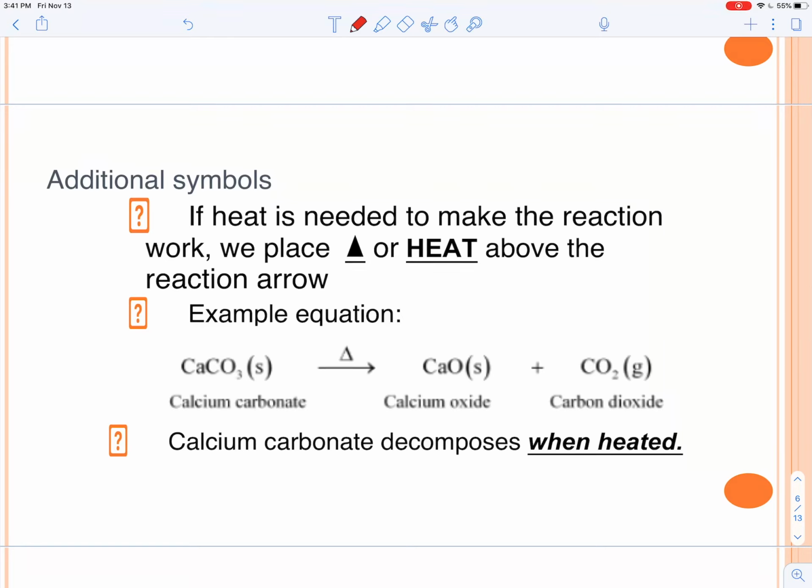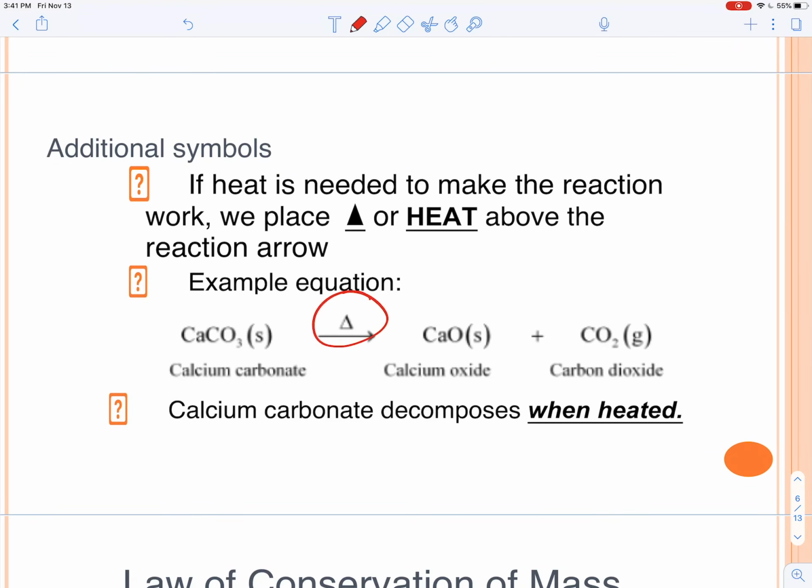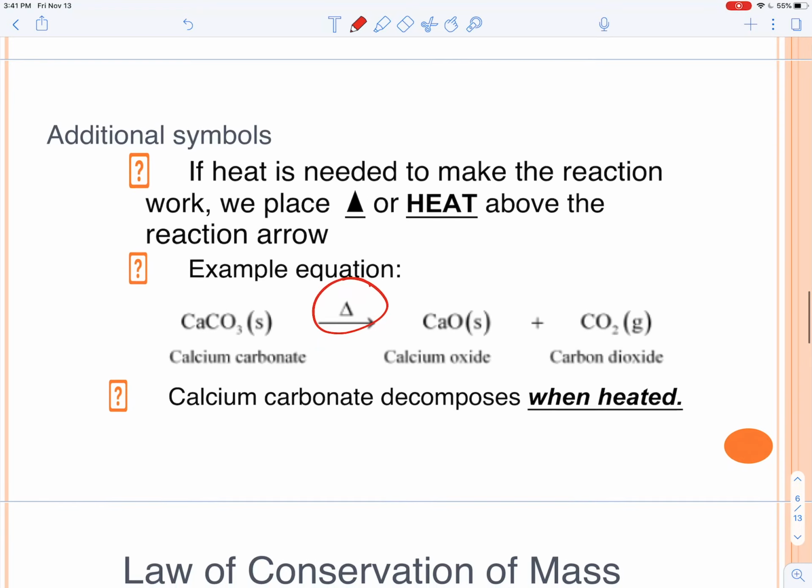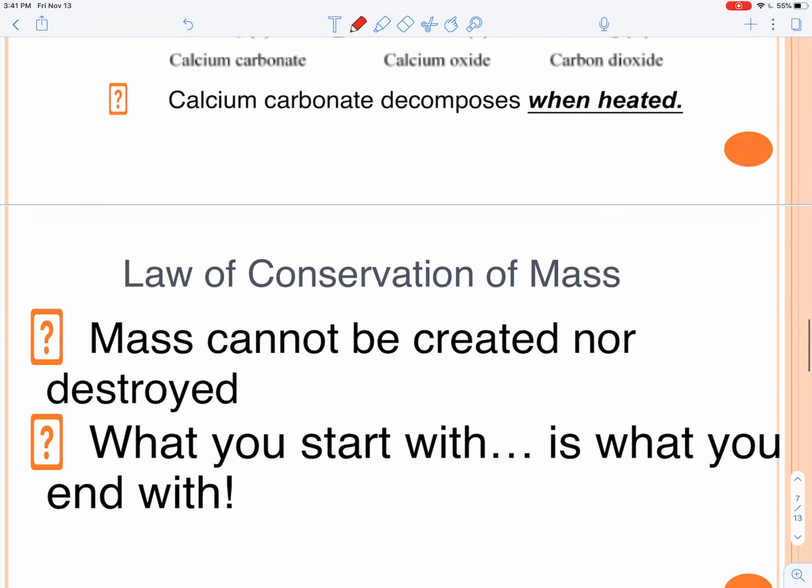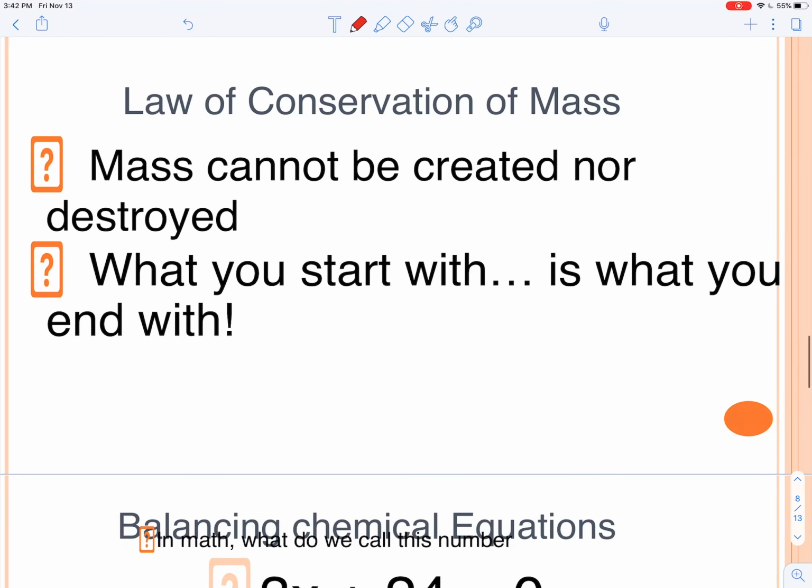Sometimes we need heat to get a reaction going. So if we do, we're going to place a triangle or the word heat above the reaction arrow, as you see here. So calcium carbonate decomposes when heated.